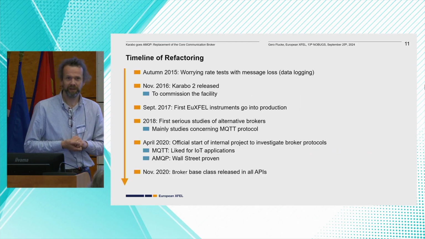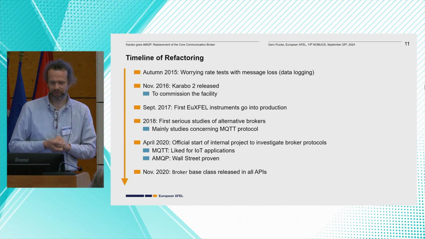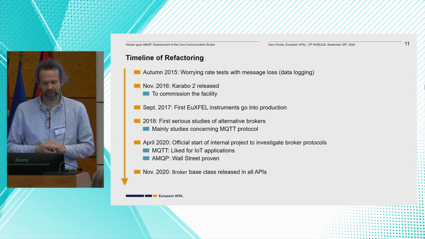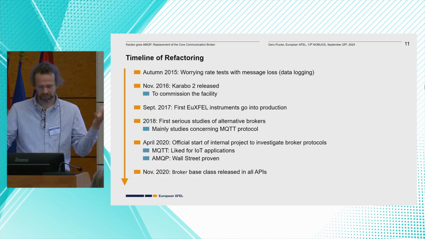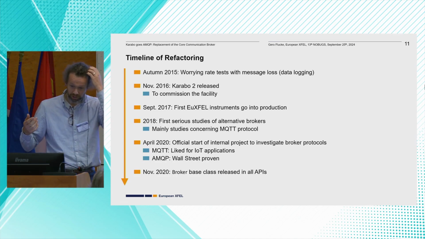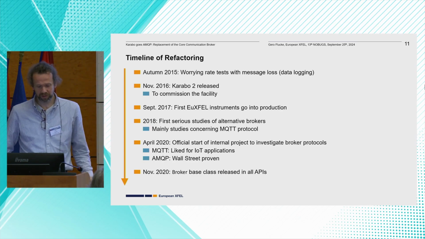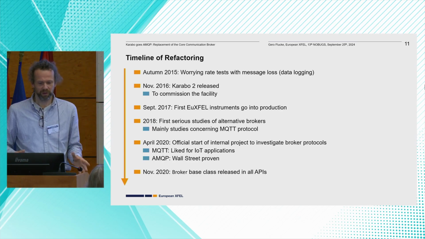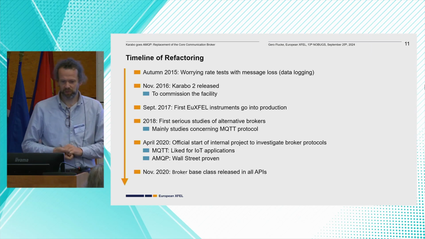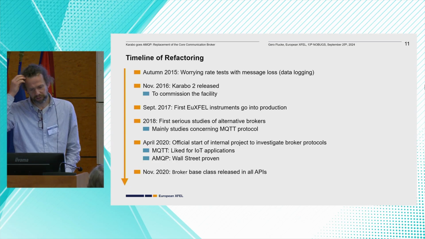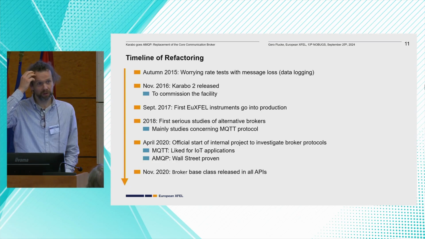So the timeline is a long path. Already in 2015, we saw these worrying rate tests. But in 2016, we had to release a Caribou version to commission the facility. The next year, the first instruments went into production, so we managed all this, but were never 100% happy. So in 2018, there were the first serious studies of alternative brokers. At that time, we favored the MQTT protocol.